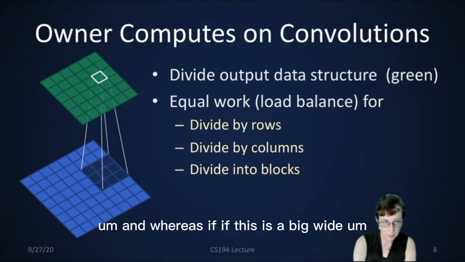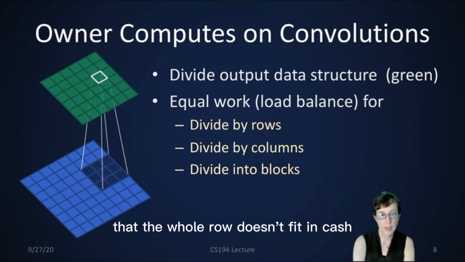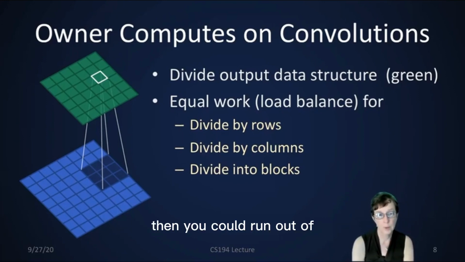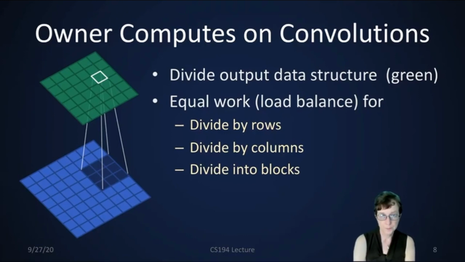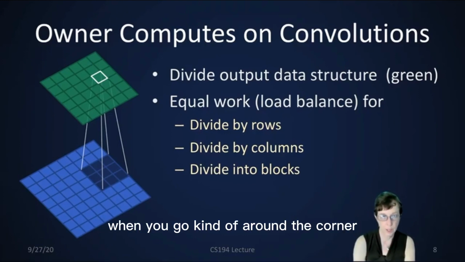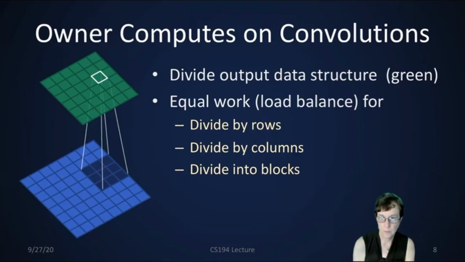Whereas if this is a big wide image and the whole row doesn't fit in cache, or 3 rows don't fit in cache, by the way, that's a very large image, then you might have to go and read these all again when you go around the corner. So any questions about that?